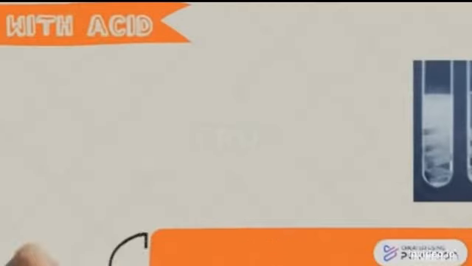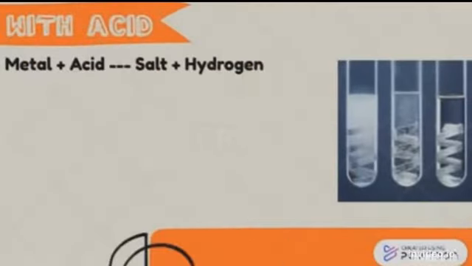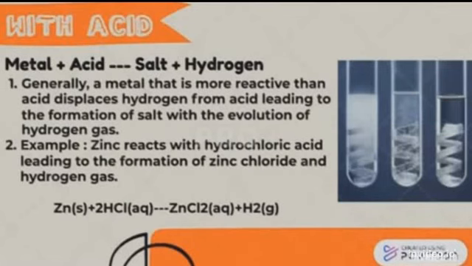Now we have acids. Metal plus acid gives salt plus hydrogen gas. Generally, a metal which is more reactive than hydrogen displaces hydrogen from acid, leading to the formation of salt with the evolution of hydrogen gas. For example, zinc plus hydrochloric acid gives zinc chloride and also hydrogen gas.